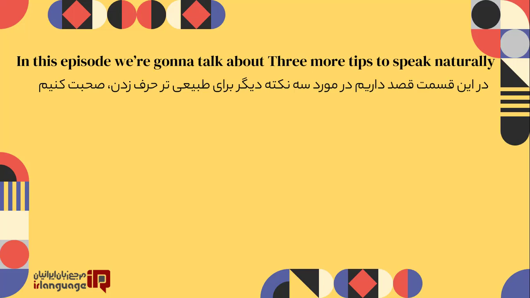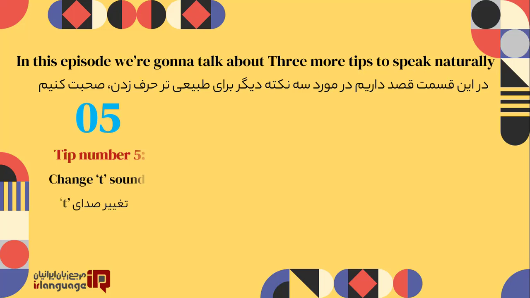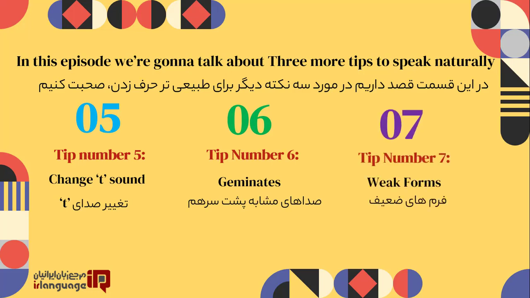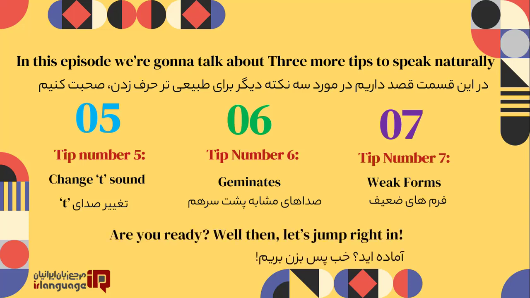In this episode, we're going to talk about 3 more tips to speak naturally. Tip number 5, change T sound. Tip number 6, geminates. And tip number 7, weak forms. Are you ready? Well, then let's jump right in.